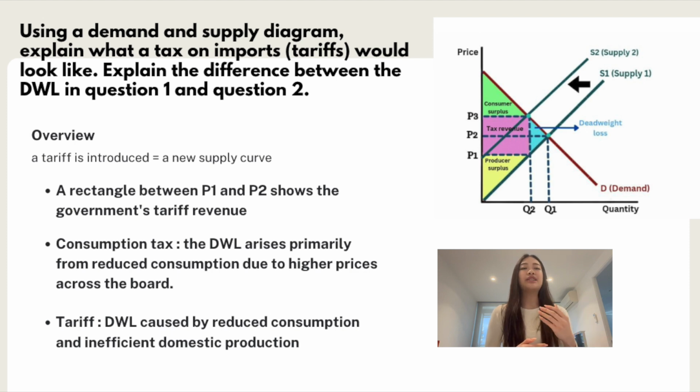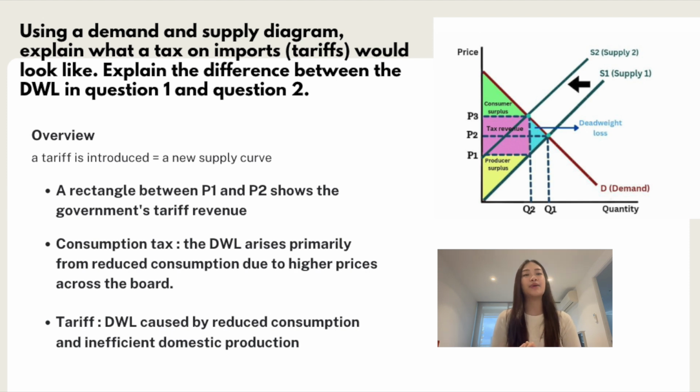DWL happens because of a reduction in consumer surplus due to the higher price and because of inefficient domestic production replacing cheaper imported goods. A rectangle between P1 and P2 shows the government tariff revenue that was collected from imports that are still purchased after the tariff.